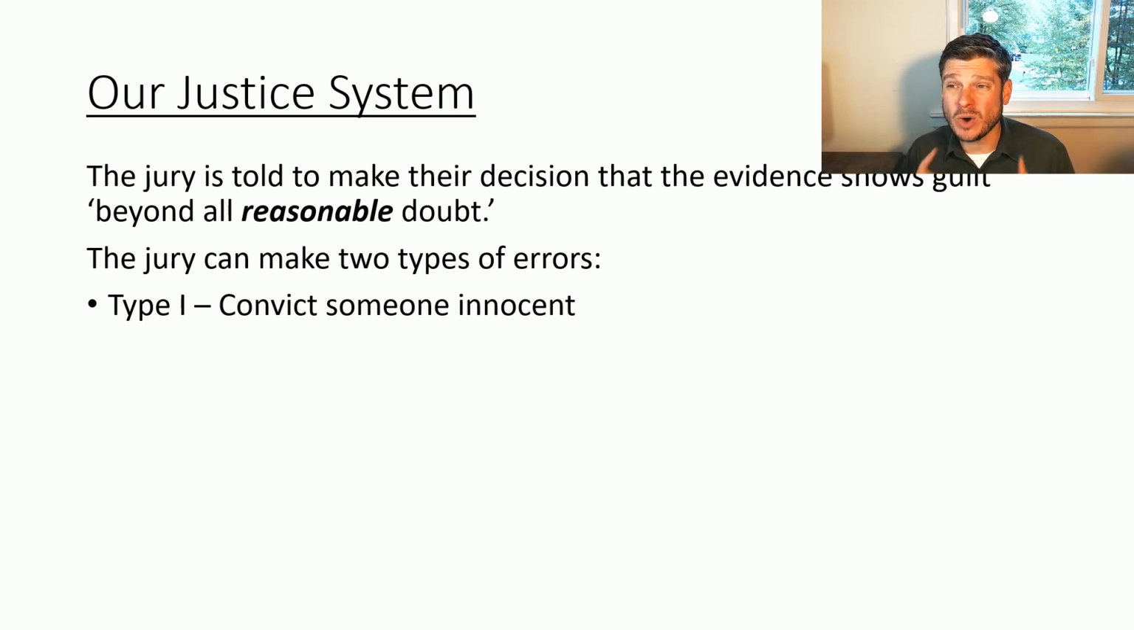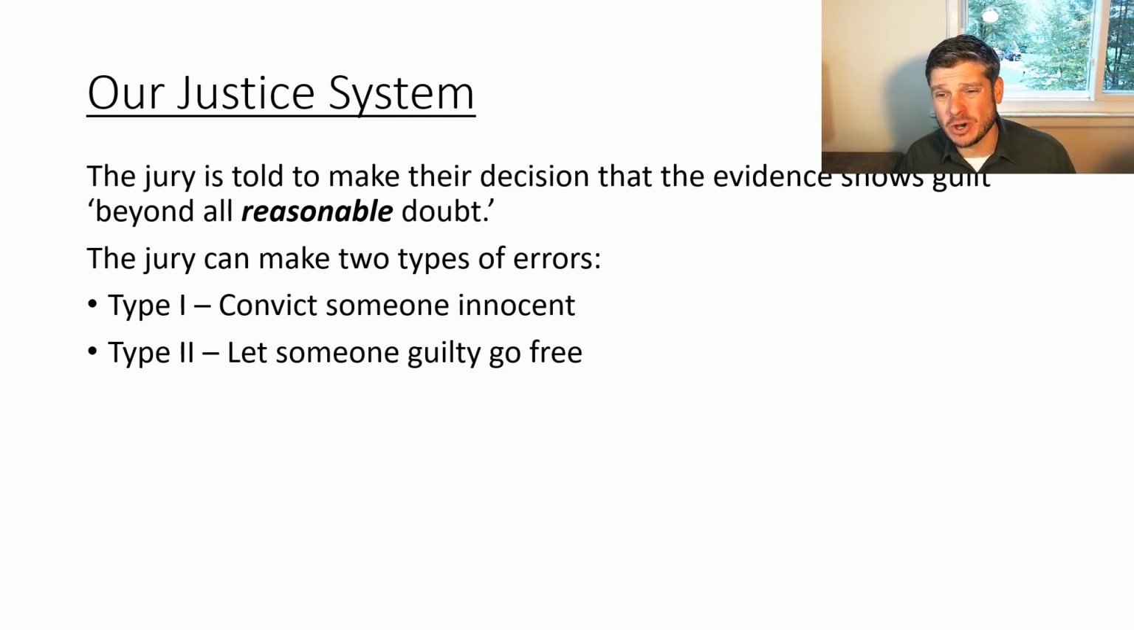So type 1, that false positive. This means that they think there is evidence when there is not, and they convict someone who is innocent, which is a horrible thing. And the type 2 is they let someone guilty go free, saying that they didn't have enough evidence to say that they were guilty, and that's also a horrible thing.